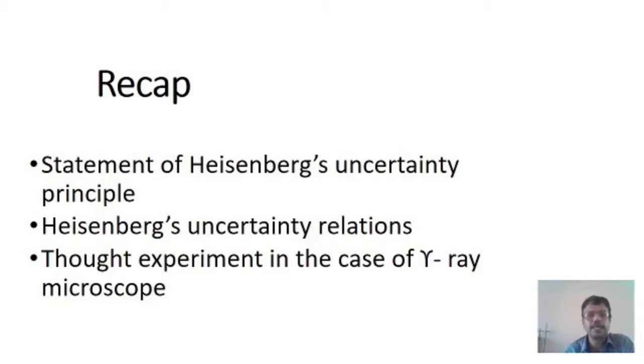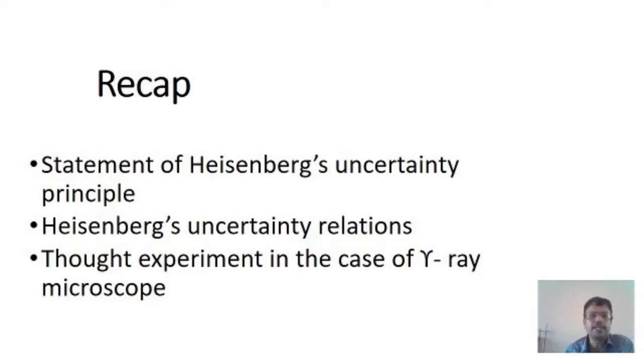Then the relation is delta x dot delta px greater than or equal to h cut by 2, where delta x is the uncertainty in the measurement of position, delta px is the uncertainty in the measurement of momentum, and h is Planck's constant.